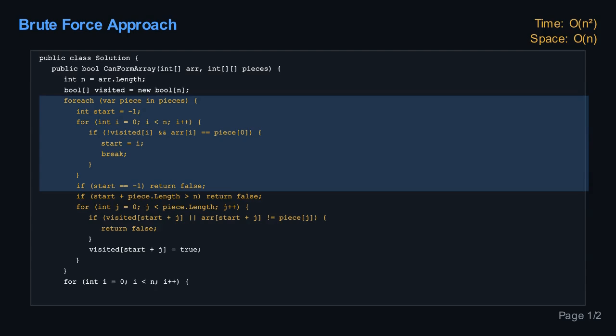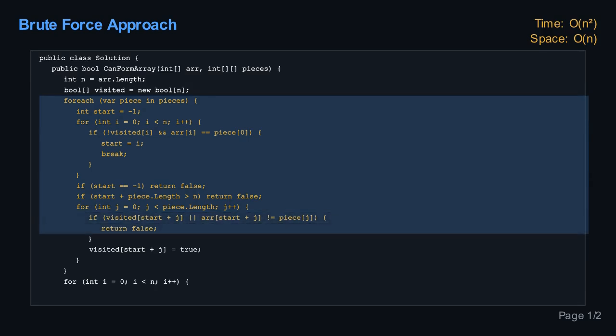This repeated scanning makes it inefficient, leading to a time complexity approaching O(n squared), in the worst case where n is the length of the main array. Space complexity would be big O of n for tracking visited elements.